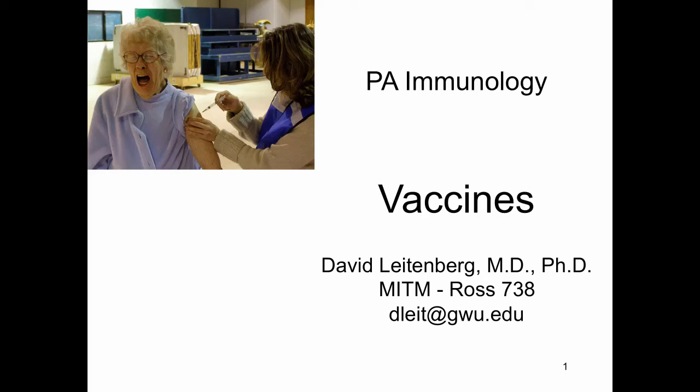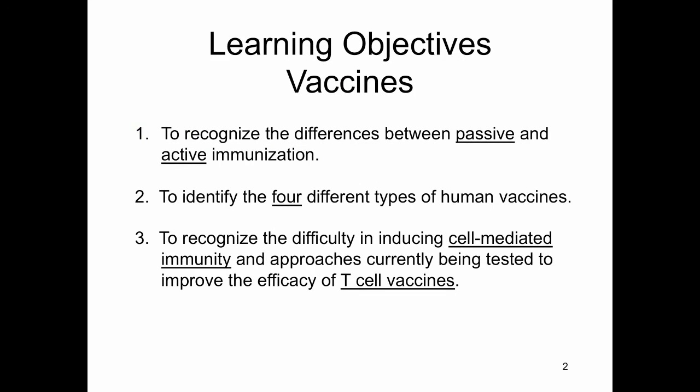So this lecture focuses on vaccines, about the different types of vaccines and how vaccines work. So the learning objectives for this lecture are to recognize the differences between what's called passive and active immunization, to identify the 4 different types of human vaccines, and to recognize the difficulty in inducing cell-mediated immunity and some approaches that are currently being tested to improve the efficacy of T-cell vaccines.